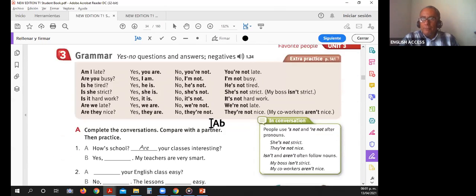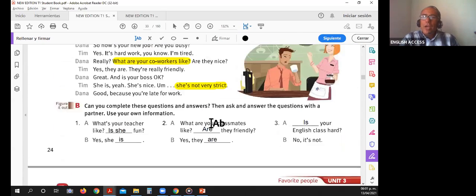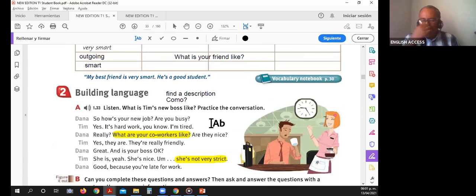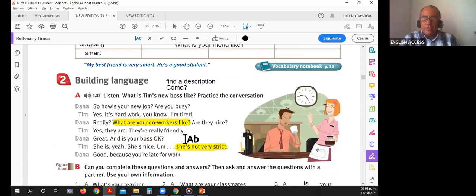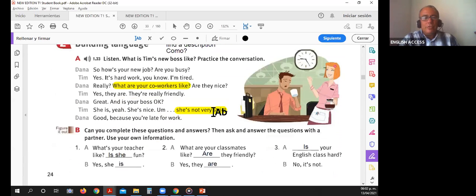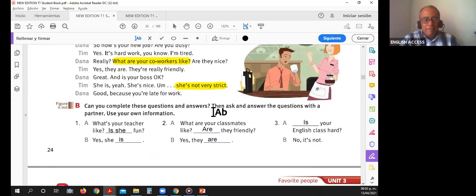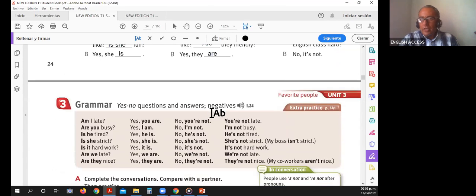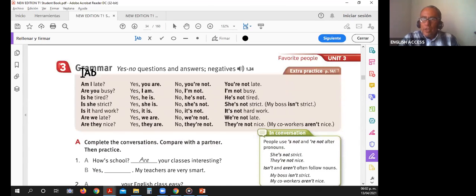In part 3, I don't know if you have more questions about these adjectives. No sé si tengan preguntas de esos adjetivos. Any questions, doubts, comments, anything you want to say? No? No, teacher. Okay.